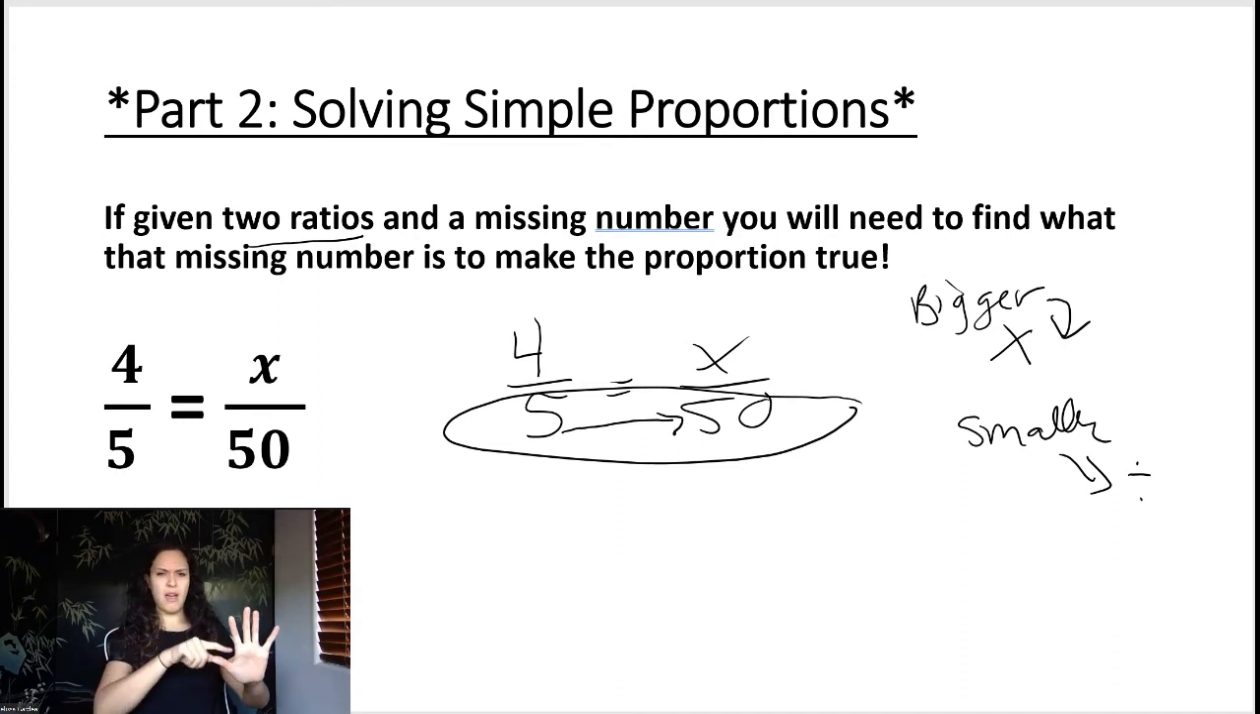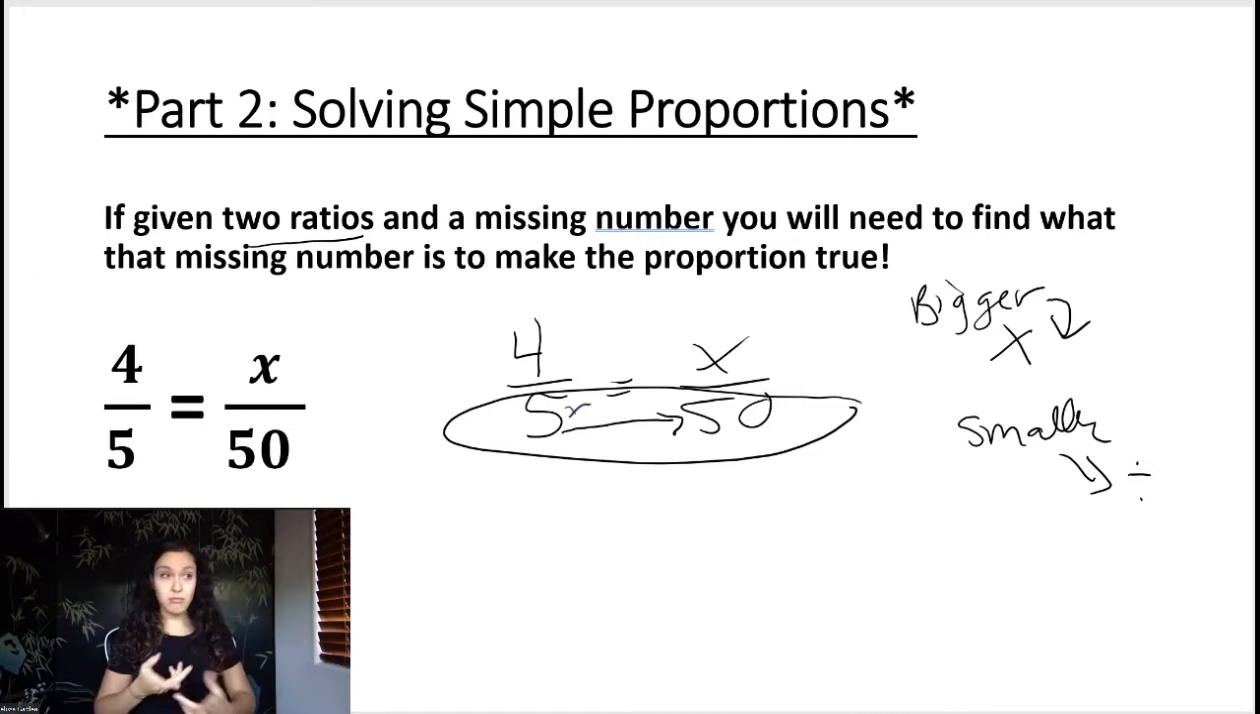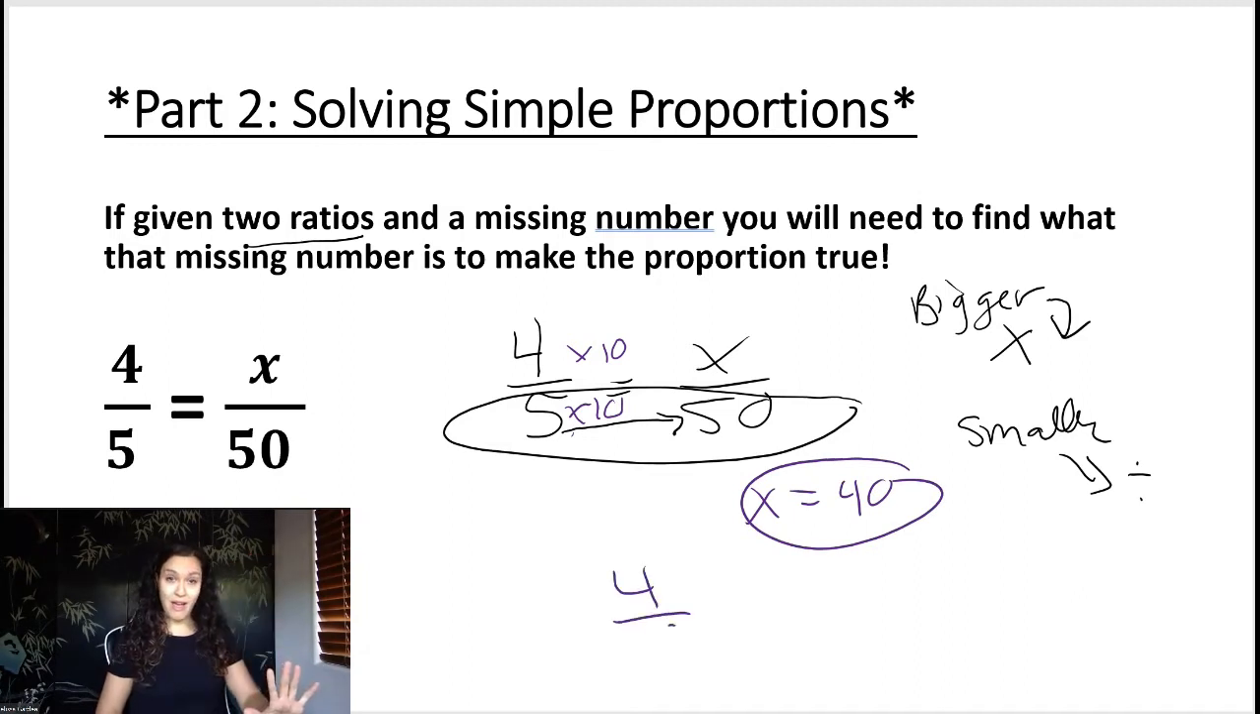So how do we get from 5 to 50? 5 times what equals 50? Well, 5 times 10 equals 50. So 4 times 10 equals 40. So x equals 40. 4 out of 5 is the same exact thing as saying 40 out of 50.